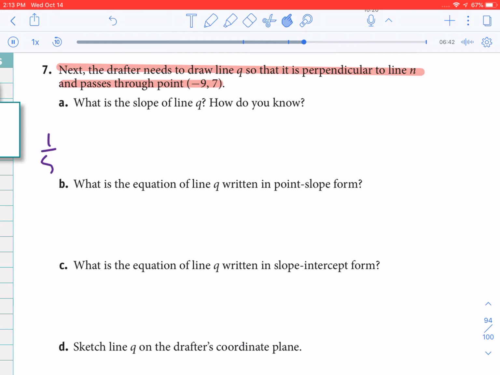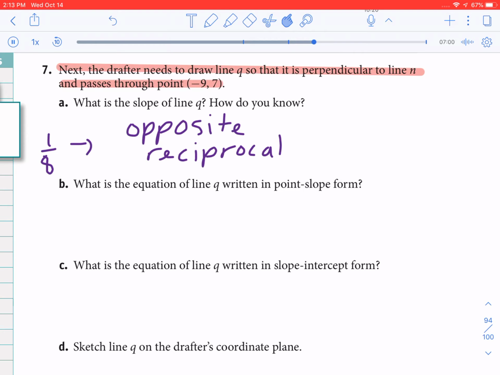And so what we need to do to the 1/8, remember that a perpendicular slope is the opposite reciprocal, right? It's the opposite reciprocal. So the opposite reciprocal of 1/8 is simply to, first of all, make it negative, right? Because the other one is positive. That's the opposite part. And then the reciprocal part is to say that it is 8/1. We flip the fraction. However, I don't have to write 8/1. So we're just going to say that the slope is automatically -8.